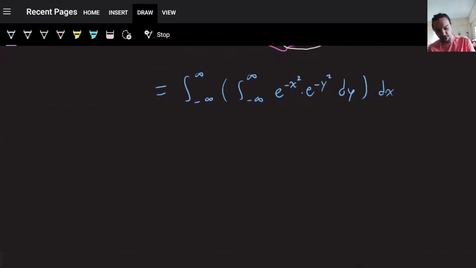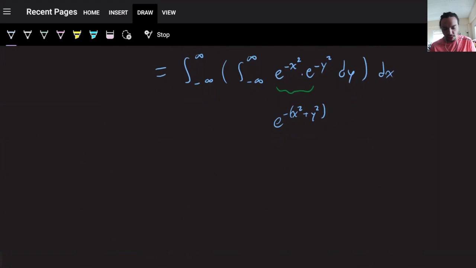Well, the first thing that I'm going to do is I'm going to use the property of the exponent to say that this is just e to the minus x squared minus y squared, or e to the minus (x squared plus y squared). Okay? And then I'm going to write this as the integral from minus infinity to infinity dy, integral from minus infinity to infinity dx.